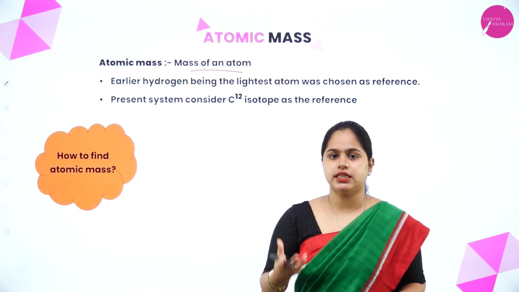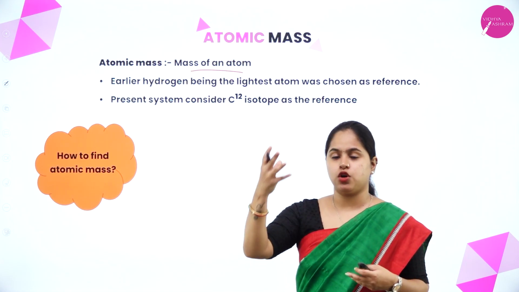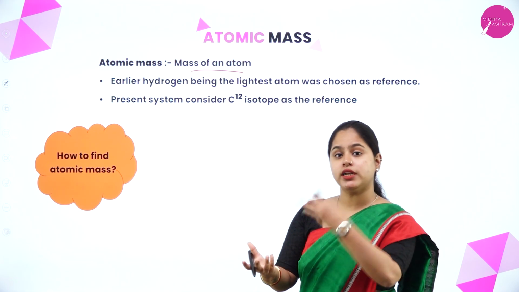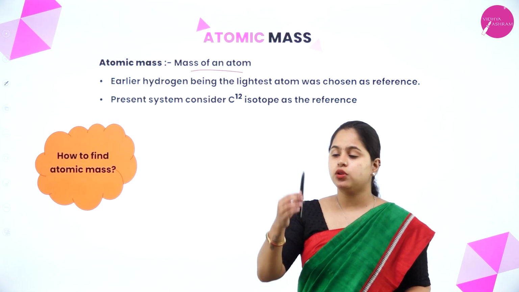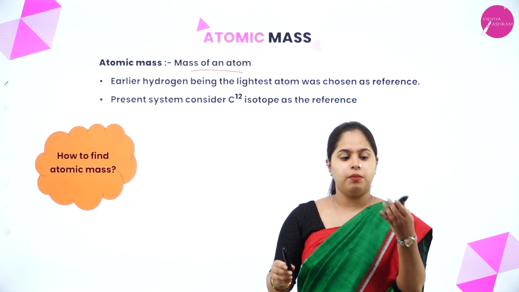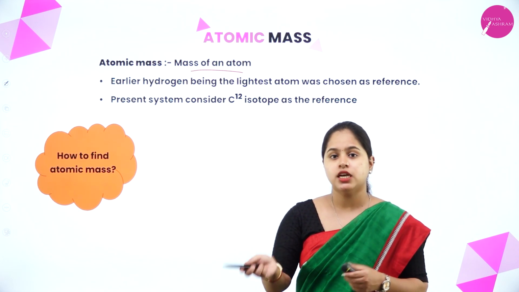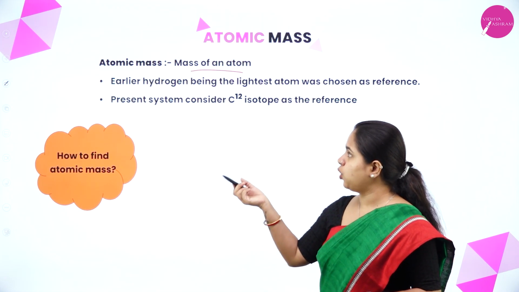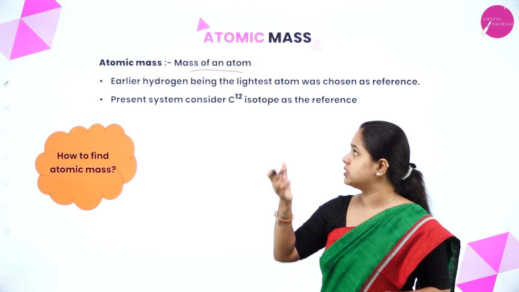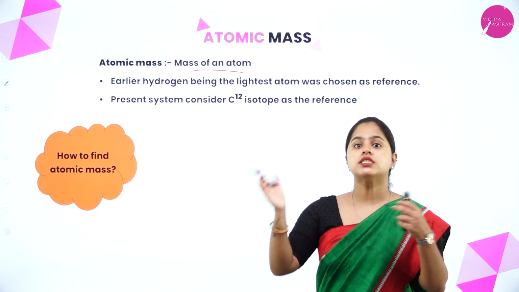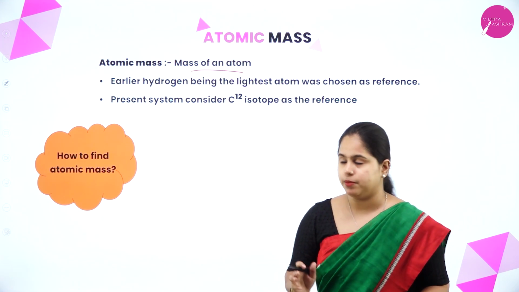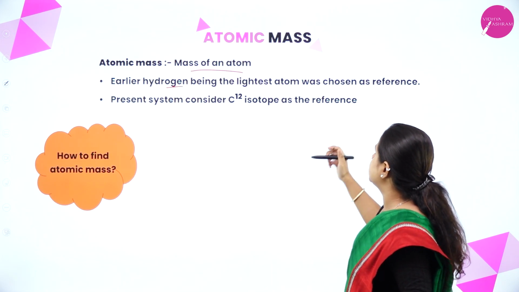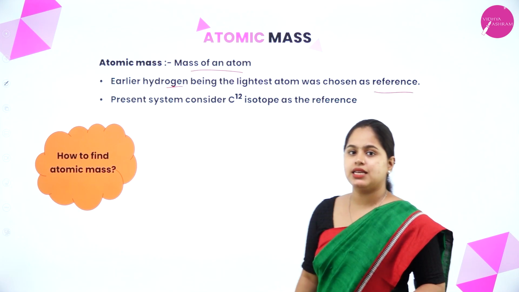That means in certain cases, if you want to identify the mass of an object, you relate it with something. Relating to the mass of the pen, the mass of this is more. So you are relating with each other. Same way, to find out the atomic mass of your atom, the mass of your atom was related with some other element.